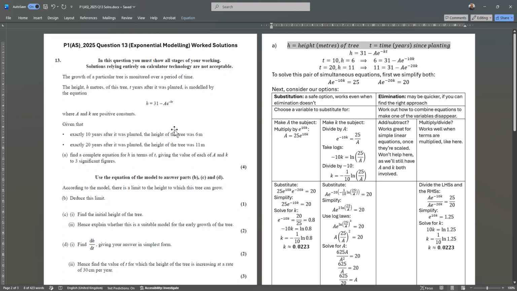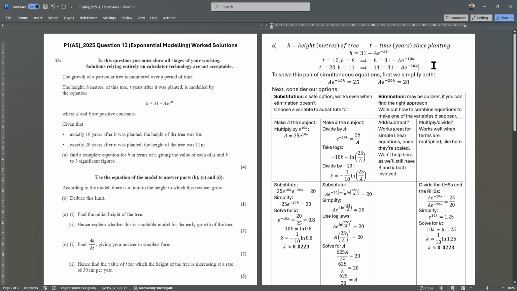When we next read the information given, you'll see, and they often do this, it's in two handy bullet points. Each bullet point corresponds to a specific bit of information, and I can use that information to create my equations. All I have to do is recognize that if it says 10 years after it was planted, I can compare that to T years after it was planted. The phraseology will be almost identical, and we know that when T is 10, H is 6. And similarly for the next one, when T is 20, H is 11.